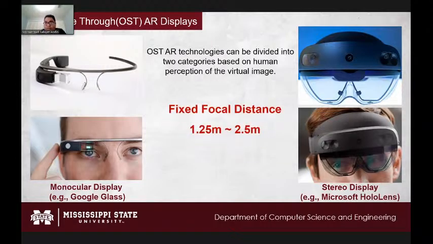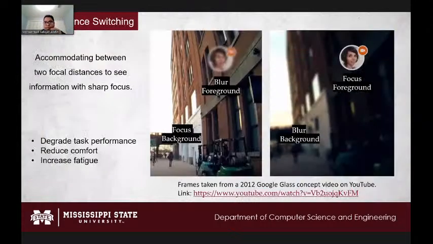Unfortunately, most of the currently available AR headsets have a fixed focal distance, ranging between 1.25 meters and 2.5 meters. When using an optical see-through AR display, the user needs to focus at the focal depth of the display to observe the virtual image. But real world objects do not have any fixed focal distance. They can appear at any distance from the user, which brings the issue of focal distance switching.